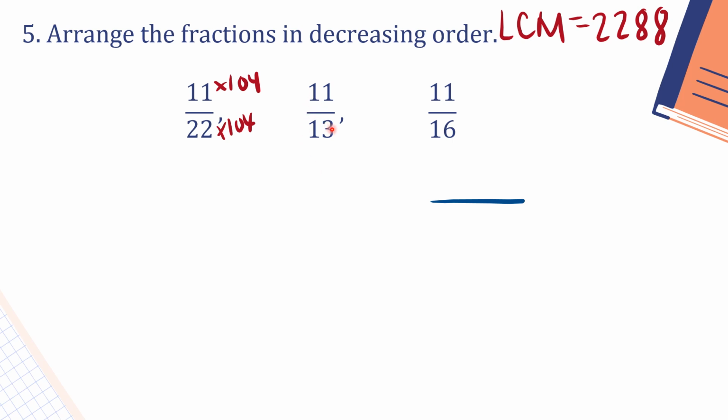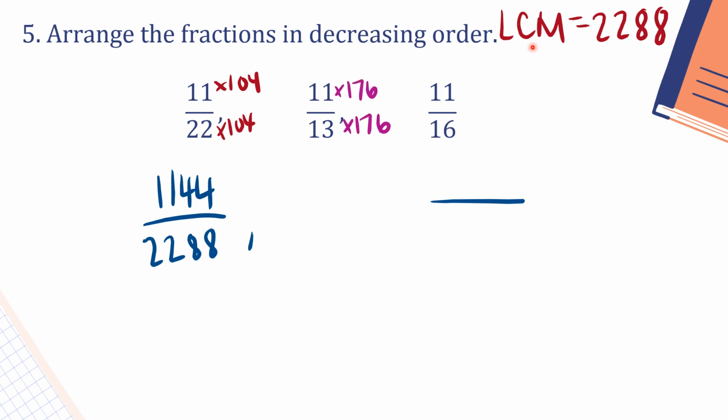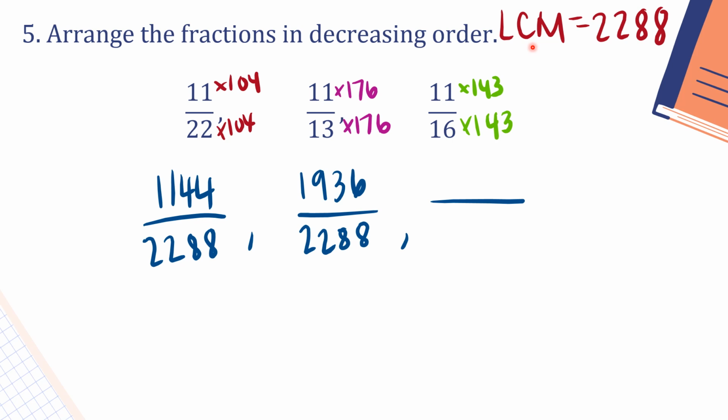For 13, I did the same thing. I did 2288 divided by 13. Sorry, I got ahead of myself. Once you multiply 11 times 104, that gives you 1,144 over 2288. Now I'm going to do the same thing for 11 over 13. I have to multiply by 176 there. That gives me 1,936 over 2288. Then I'm doing the same thing on 11 over 16. I did 2288 divided by 16 to figure out what I need to multiply by. So I have to multiply by 143. Once I do that multiplication, I get 1573 over 2288.